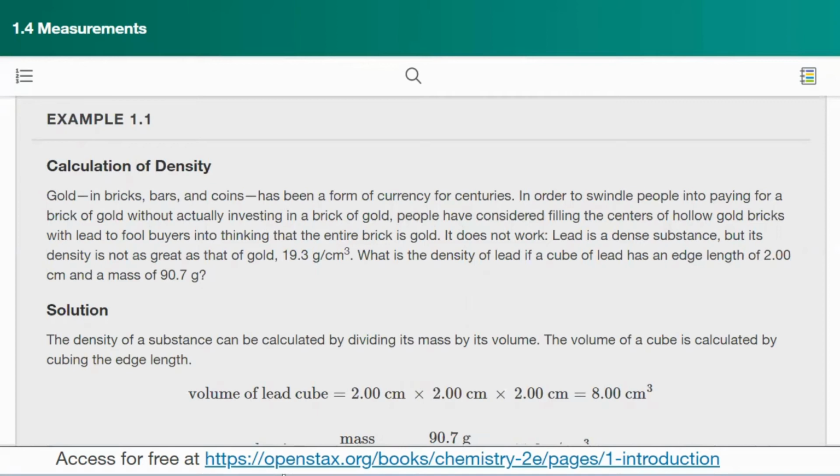Lead is a dense substance, but its density is not as great as that of gold, 19.3 grams per cubic centimeter. What is the density of lead if a cube of lead has an edge length of 2 centimeters and a mass of 90.7 grams?